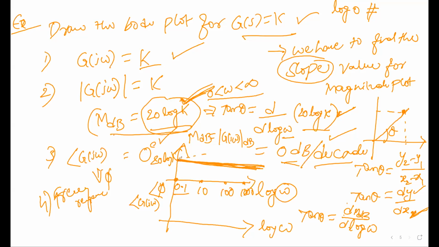And we don't have any slope. We have the slope 0 dB per decade. That's why I'm drawing the straight line. There is no slope also. Right? Coming to phase angle, what is the phase angle? What is the phase we have? 0 degrees. 0 degrees.